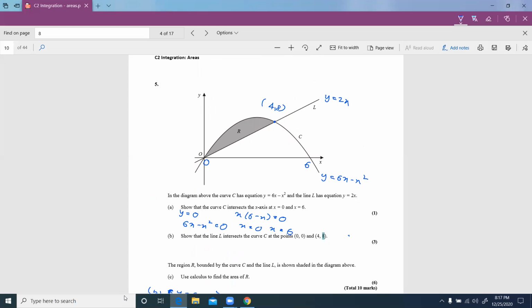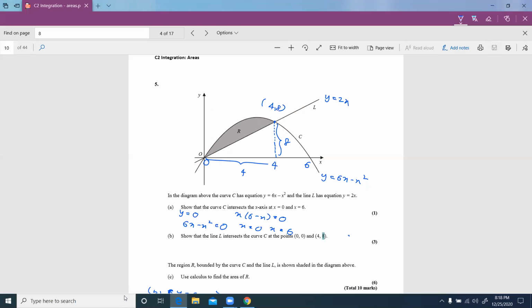Then I just mark this x coordinate over here. This is 4. That means this length becomes how much? 4. And this length is 8. Then the next part, the definite question, is to find the region R.